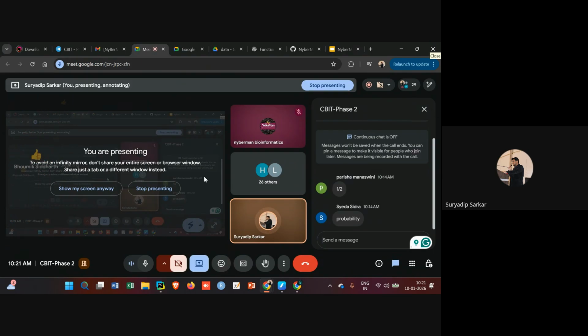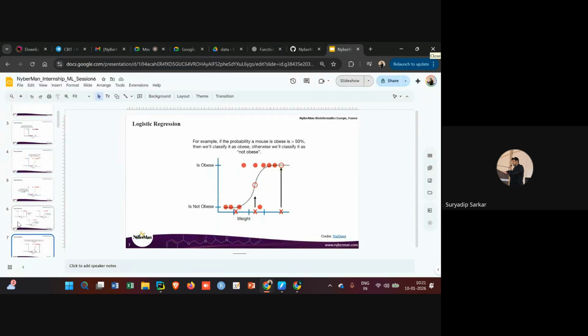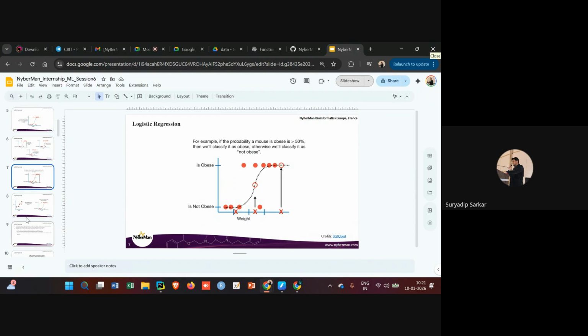Okay, we have quite a few thumbs ups. Okay, then let us go ahead with our explanation of maximum likelihood estimation.